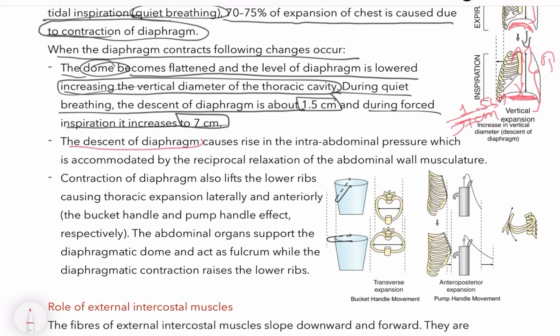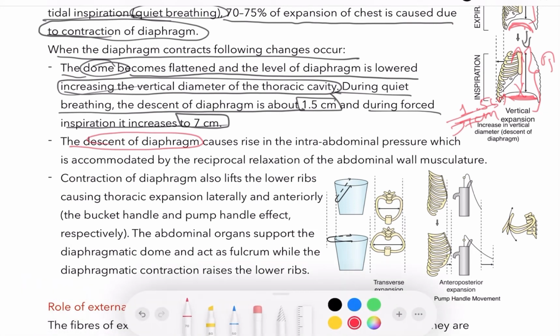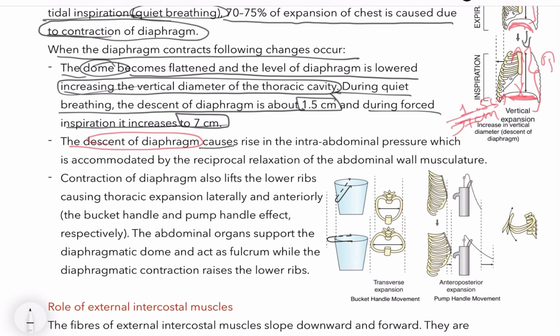Now the descent of the diaphragm causes a rise in the intra-abdominal pressure, which is accompanied by the reciprocal relaxation of the abdominal wall musculature. Now this is opposite. It means what?